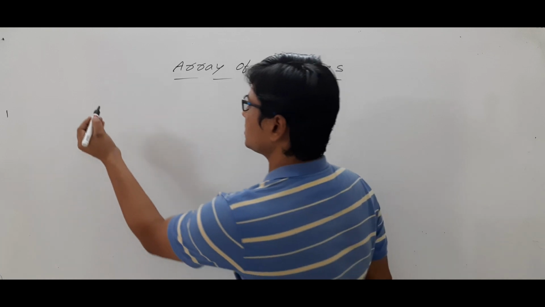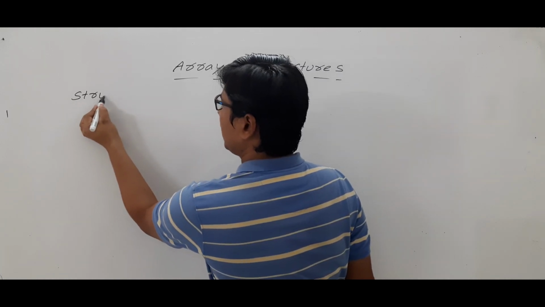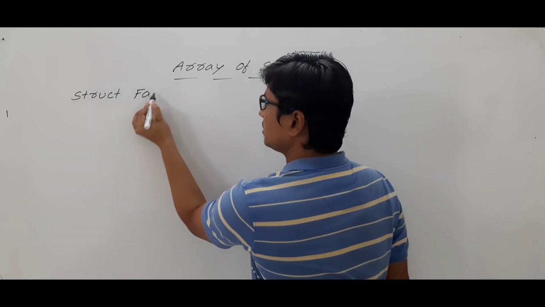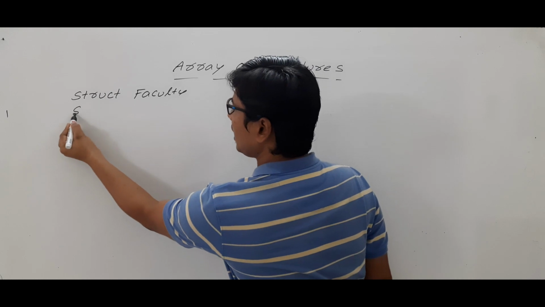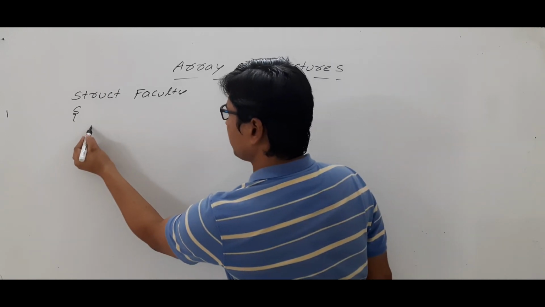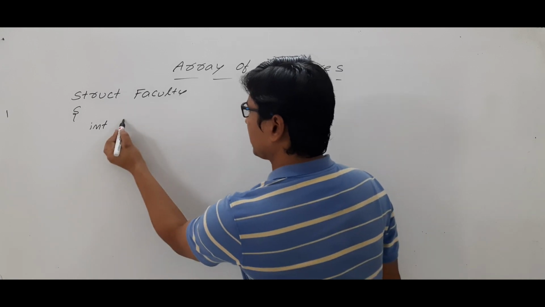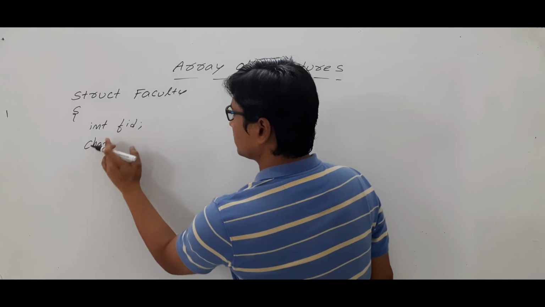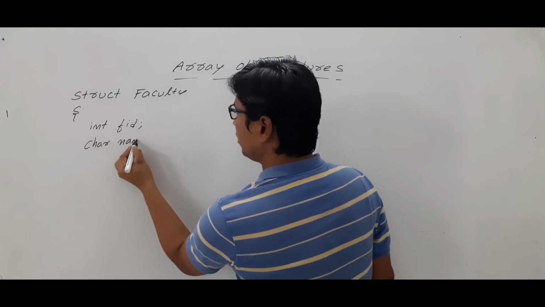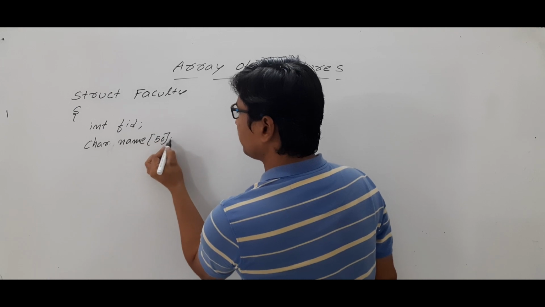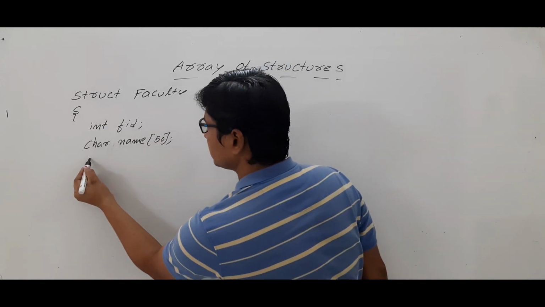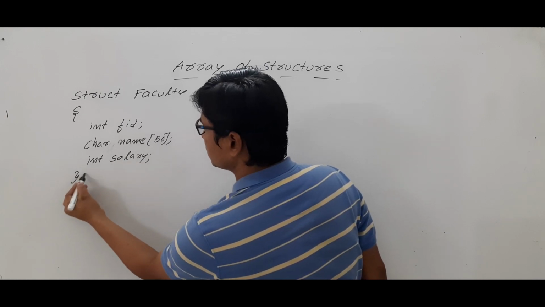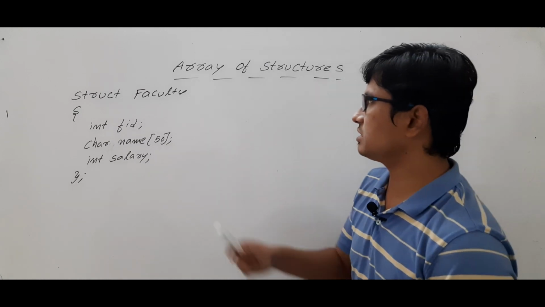Let me define a structure called faculty. I am using the keyword struct faculty and I am writing the members in the faculty structure: int faculty ID, and then char name of 50, which consists of the name of the faculty, and his salary. Let's take that it is an int salary. Are you able to understand it or not? So this is the structure definition of the structure called faculty.